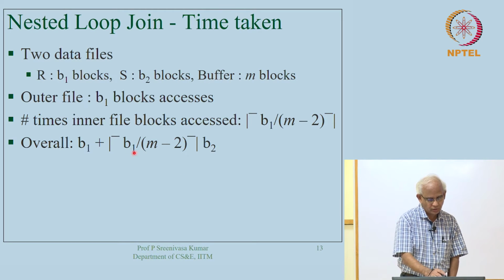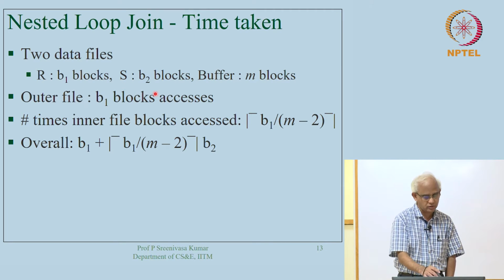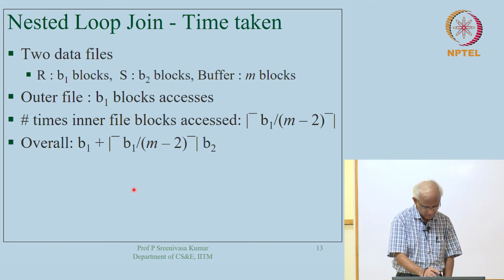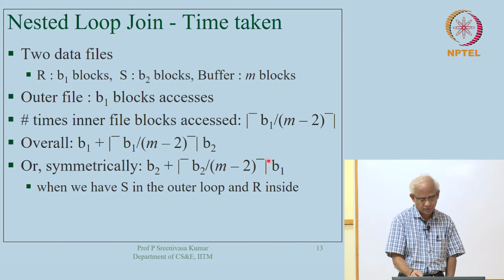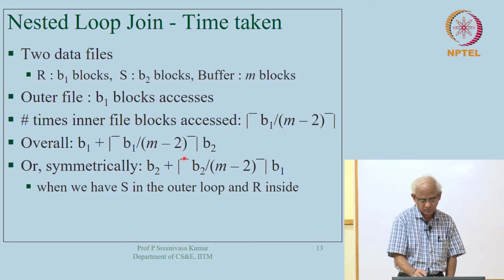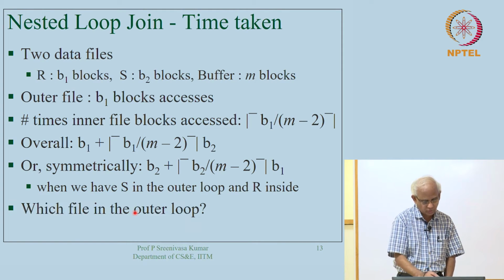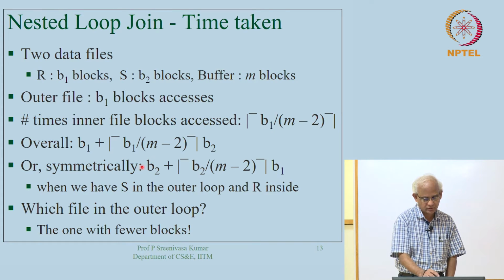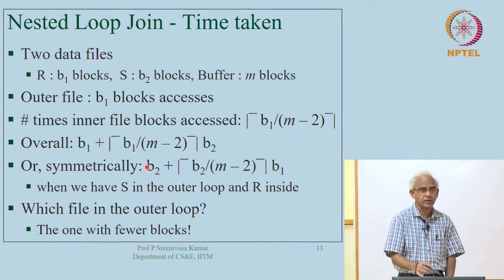Now, you can choose the file S to be the outer file and R to be the inner file. So, by symmetry you will get this other expression, and of course, one small point here is that this factor is roughly the same in both. So, among the two choices you can choose the file which has the smaller number of blocks on the outer loop, so that this will be a little smaller compared to the other.